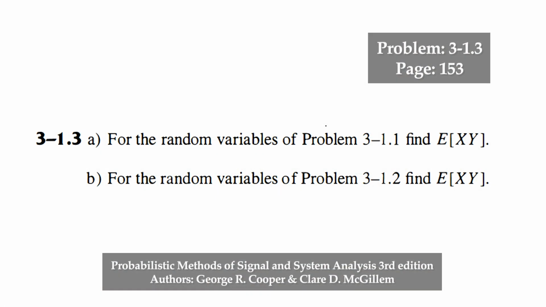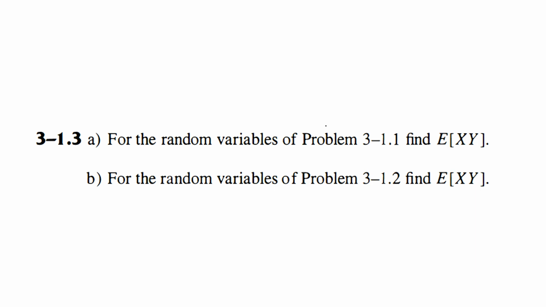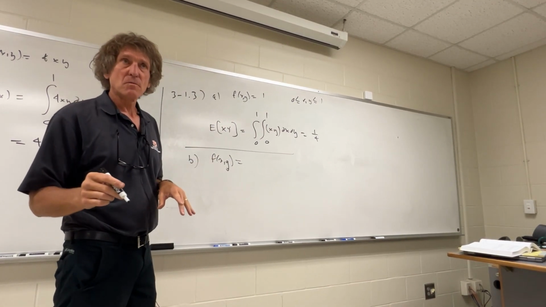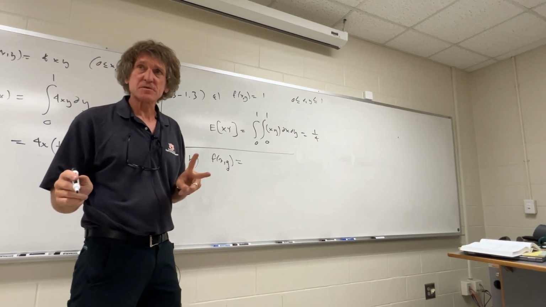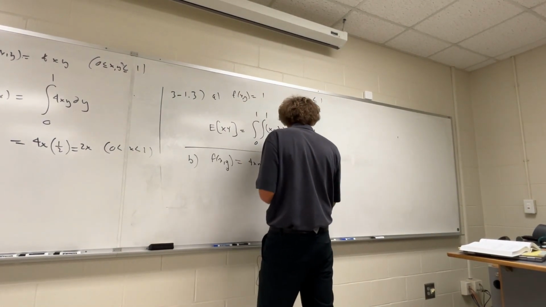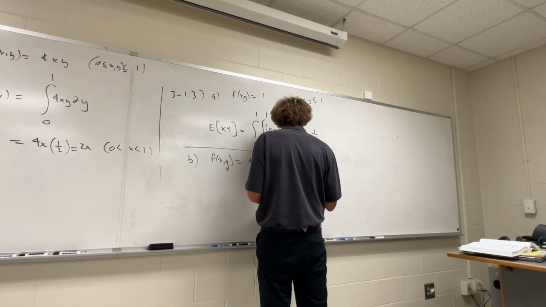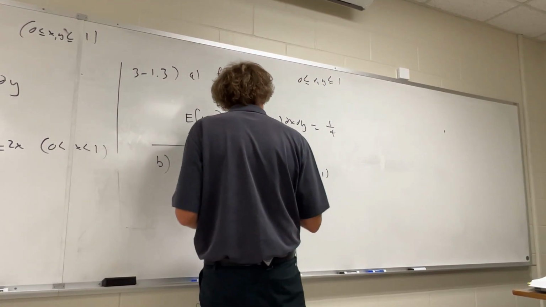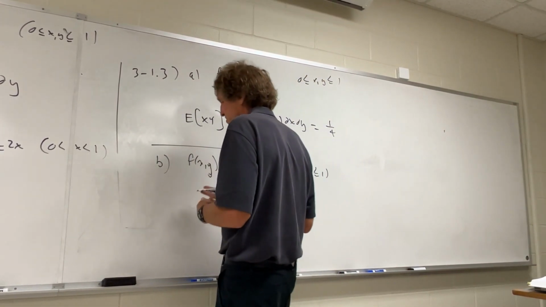But go ahead. And he wants us to do the same thing, find the expected value of x times y for the variables of problem 2. All right, so this is part A of this. Part B, the density function f of x, y for that problem, you're going to have to help me. It equals k times x times y, so it's 4xy, for 0 less than or equal to x, y less than or equal to 1, and it's 0 else. I'm just restating it, right?